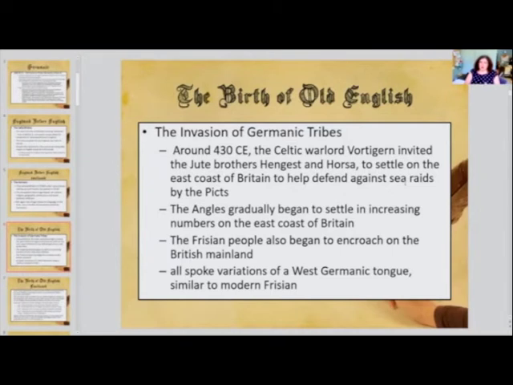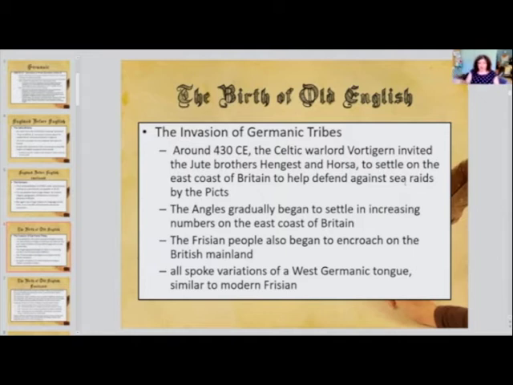Then we get to the birth of Old English at last. The invasion of Germanic tribes makes a huge impression on the land of England. Around 430 CE, the Celtic warlord Vortigern invited the Jute brothers Hengest and Horsa to settle on the east coast of Britain to help defend against sea raids by the Picts, a kind of Celtic tribe. They were from Jutland, which is modern-day Denmark.